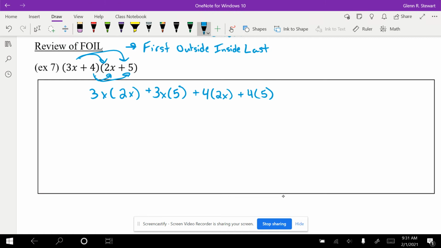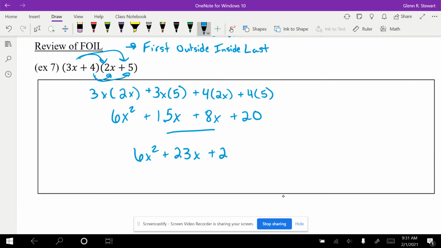Which then would simplify 3 and 2 multiplied, give me 6. And then x and x is x to the second. So 6x squared plus 15x plus 8x plus 20. Find the middle terms, and I get 6x squared plus 23x plus 20. Now, some of you might be able to skip that first step where you write everything out. You might just go straight to the middle stuff, which is fine. But some of you might need that extra one, which is totally okay.